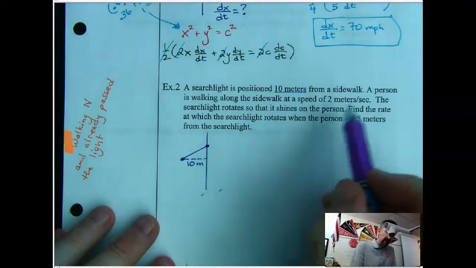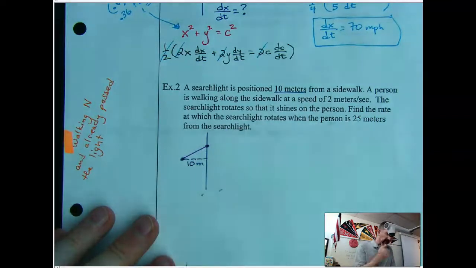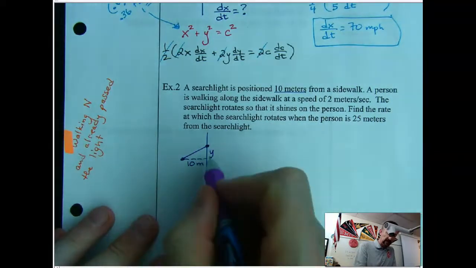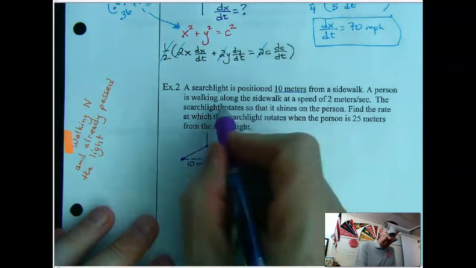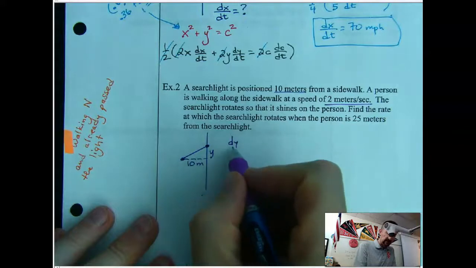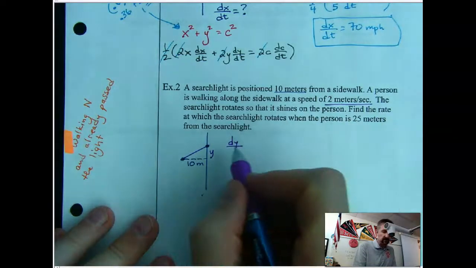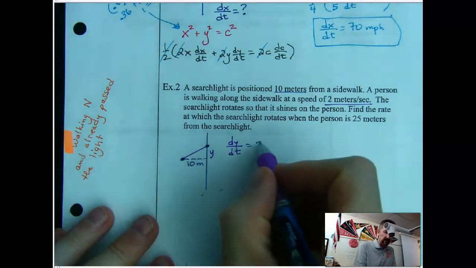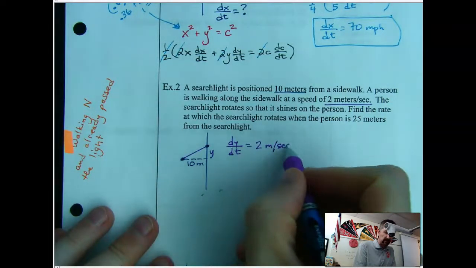Okay, and a person is walking along the sidewalk. So I'm going to call this y. And so they're walking at a speed of 2 meters per second. Setting these problems up by yourself would be a good idea, or trying to at least. So that's going to be dy/dt, 2 meters per second.